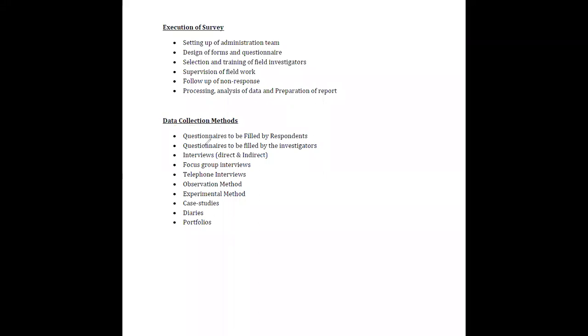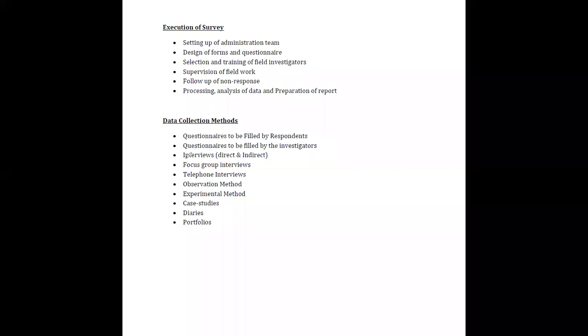If I briefly go through each of them, first is questionnaires filled by the respondent. It means that you distribute the questionnaires to the respondents and ask them to fill them in to collect the data. The next method is questionnaires filled by investigators. Here you appoint a set of investigators, give the questionnaires to them, and ask them to fill them in by discussing and gathering the information from the study group.